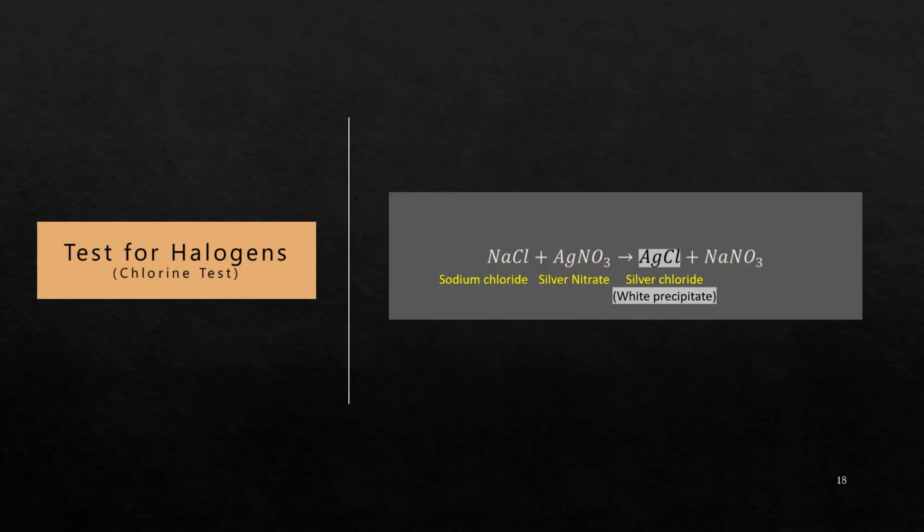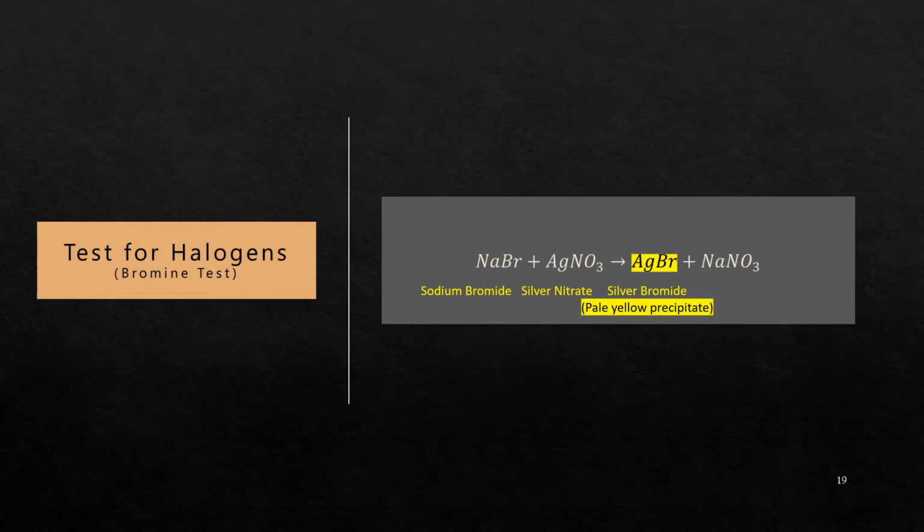If the organic compound contains chlorine, the sodium chloride formed during fusion reacts with the silver nitrate to form a white precipitate of silver chloride. If the organic compound contains bromine, the sodium bromide formed during the fusion reacts with silver nitrate to form a pale yellow precipitate of silver bromide.